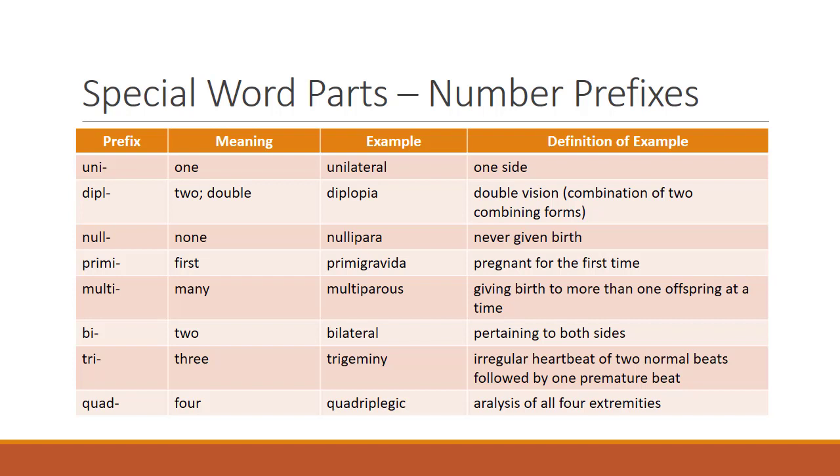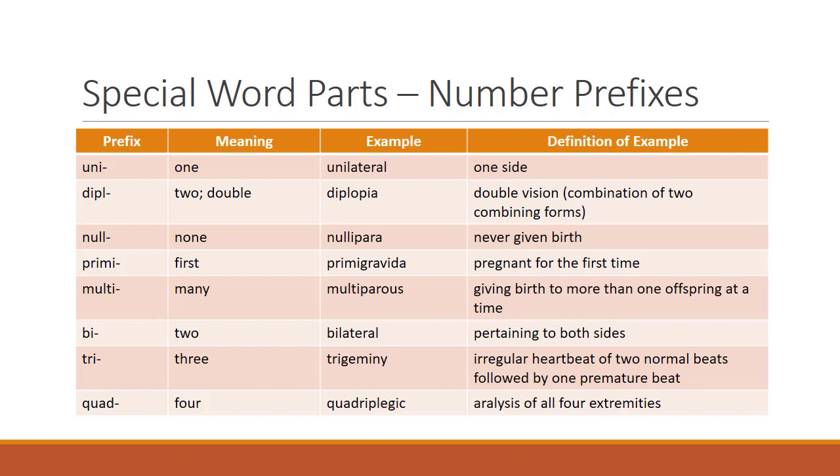So uni, U-N-I, means one. An example would be unilateral, which means one side. So for example, if someone is having a stroke, they might have unilateral weakness or unilateral paralysis, which would indicate weakness or paralysis on one side of the body.